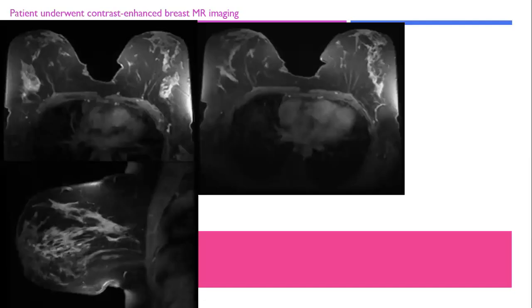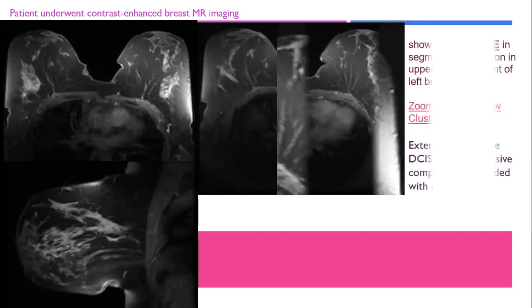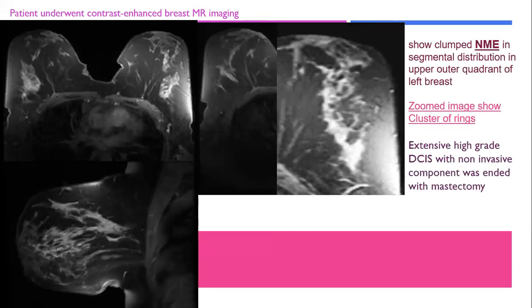Then we proceeded to MRI, which demonstrates segmental clumped enhancement corresponding to the ductal abnormality seen on galactography. And we raise the possibility of ductal carcinoma, extensive ductal carcinoma in situ. If you look carefully on the zoomed image, you can see not only clumps, but you can appreciate clusters of ring, non-mass-like enhancement. The patient had an extensive high-grade non-invasive component and ended with mastectomy.